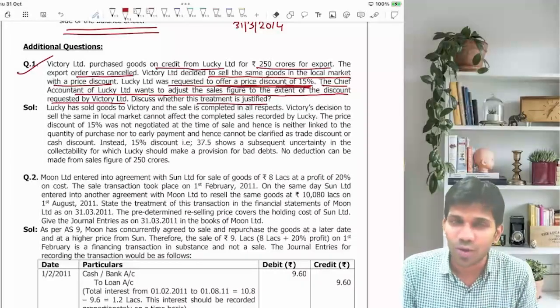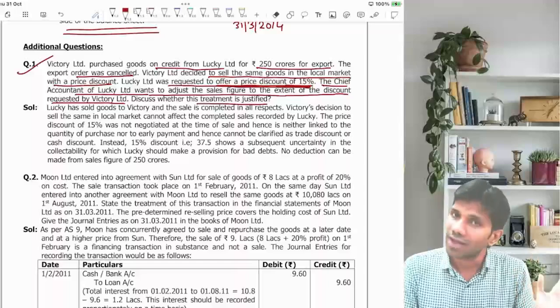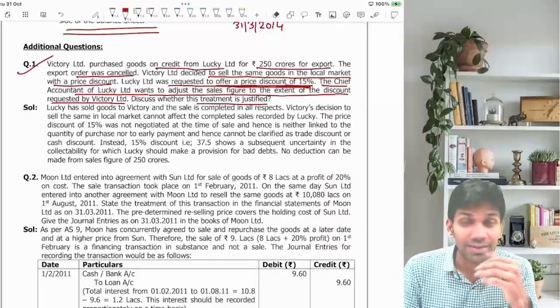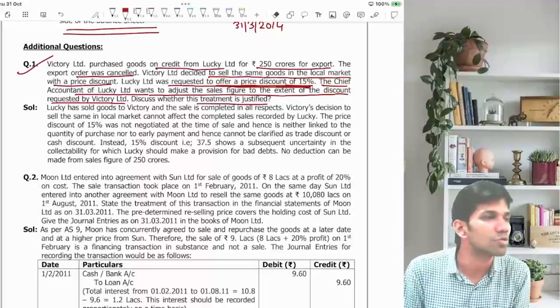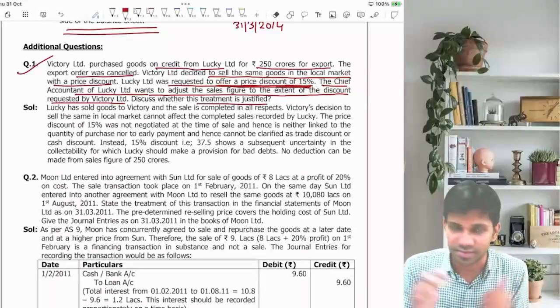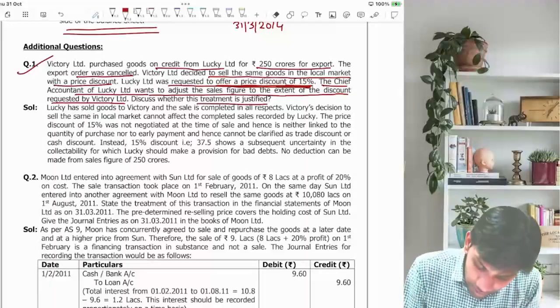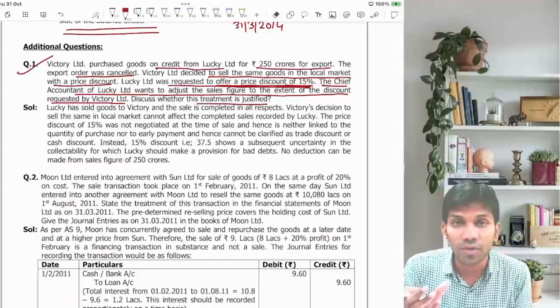So actually it is not this case. I purchased goods from whom? Lucky Limited for 250 crores for export. My export didn't happen. So what did I request Lucky Limited? Can you give me 15% discount? Because I'm not able to export these goods due to some reasons. So now the accountant of Lucky Limited wants to adjust the discount from the sales amount.